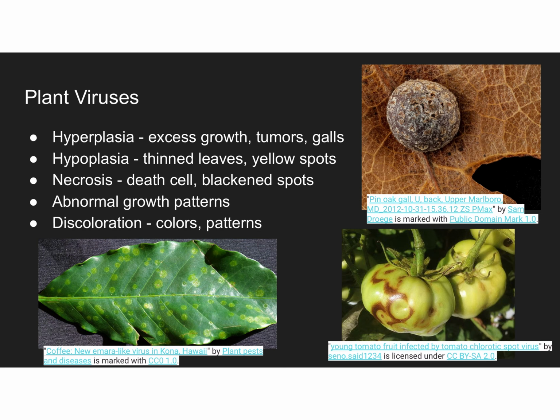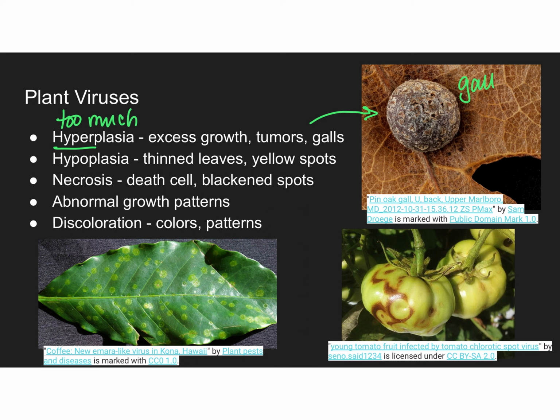There are several different ways that plant viruses can be seen or observed. So plants have symptoms just like animals do when it comes to viral infections. So one example would be hyperplasia, and hyper means too much. So in this case, we're talking about too much cell growth, and it's going to form things like tumors or galls, and that's what this picture right here is showing. So this is a gall, which is a form of tumor.